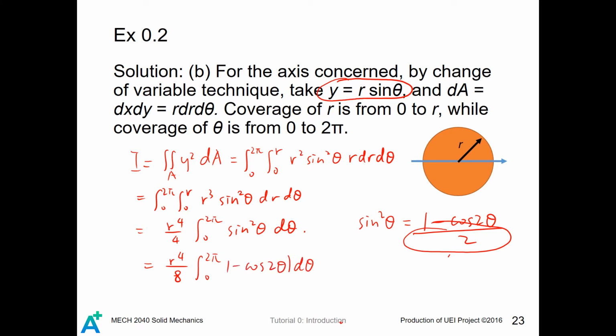But we know that if I integrate this, the cosine part will be 0 because the lower and upper limits are 0 and 2 pi, which means the integral of cosine 2 theta with these limits will be 0. Therefore, this piece becomes 0, and consequently, we conclude that it is equal to r to the power 4 divided by 8 times 2 pi, which equals pi r to the power 4 divided by 4.